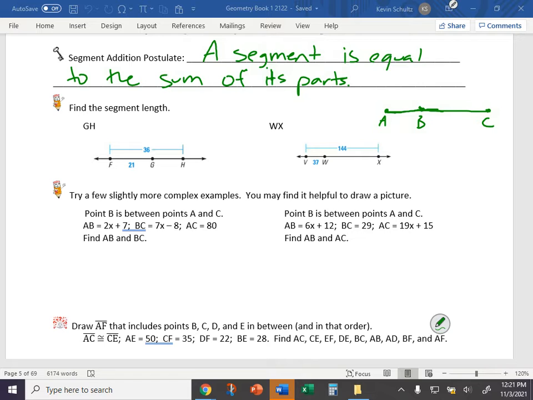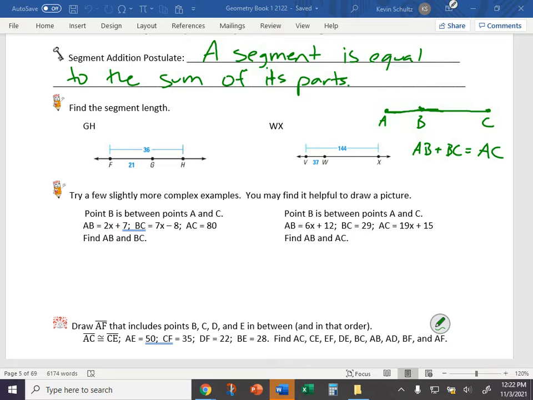Follow me? Okay. The segment addition postulate says that the length of AB plus the length of BC is equal to the length of AC, right? The length of the part that goes from A to B plus the length of the part that goes from B to C is equal to the length of the whole thing that goes from A to C. You already know this kind of stuff, right? But this is the reason why it works, okay?